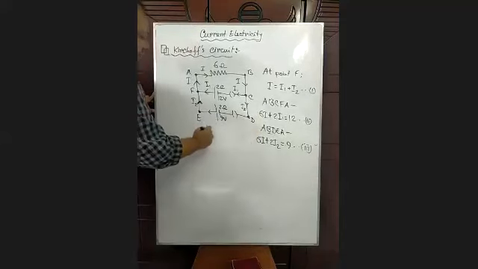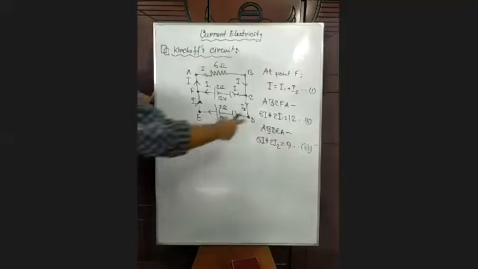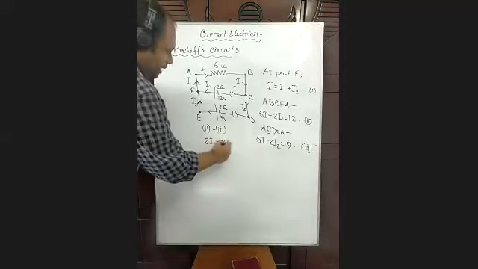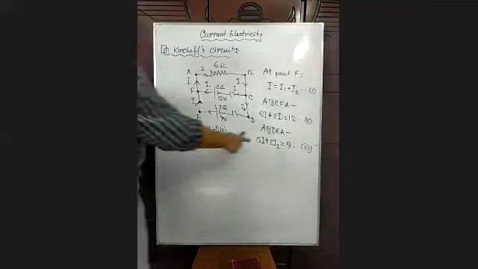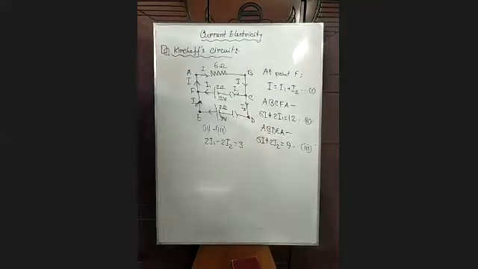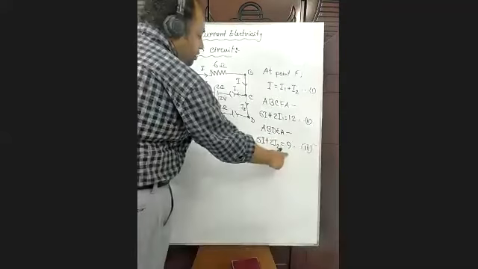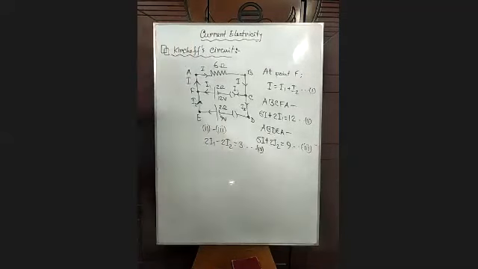If I subtract equation 3 from 2, I can say 2I1 minus 2I2 is equal to 3. If you subtract equation 3 from 2, then 6I will vanish due to subtraction, and 2I1 minus 2I2 will be 12 minus 9, equal to 3. So you can say that it's equation number 4.